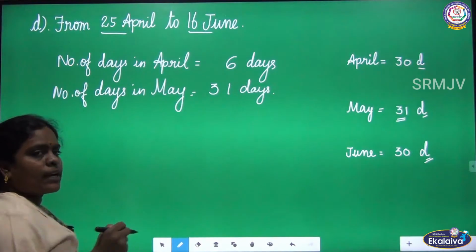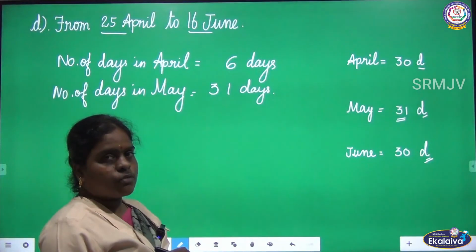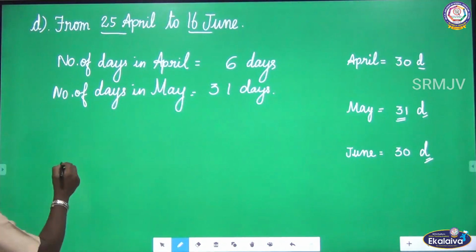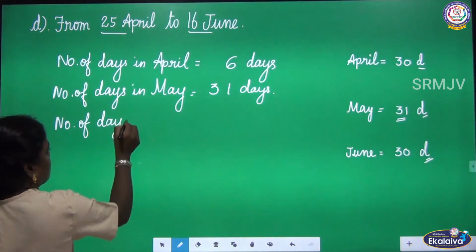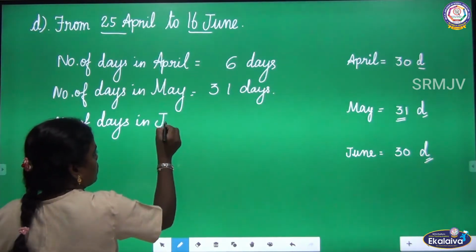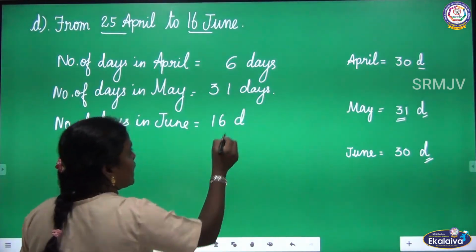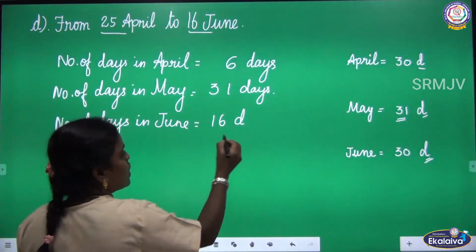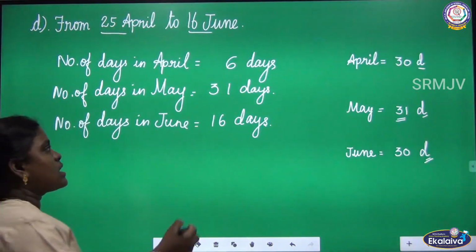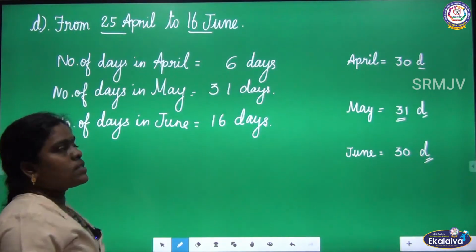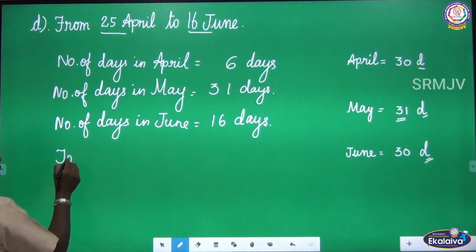And now we have to find out for June month. Here till 16th June they ask you to find. So we have to take the number 16. Number of days in June, that is 16. So till the date 16th they have given. Now to find out the total number of days, we are going to add these 3 numbers, 6, 31 and 16. Let us find the total number of days.